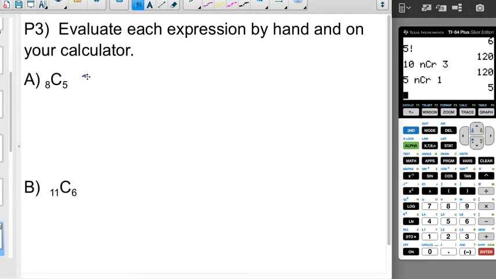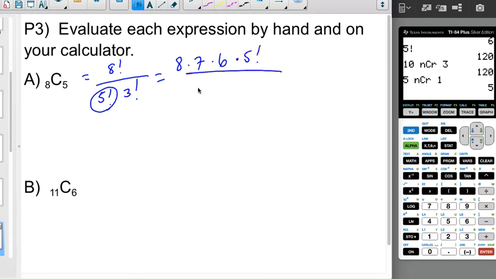So 8 choose 5 is going to be 8 factorial over 5 factorial, and then 8 minus 5 factorial, so 3 factorial. Again, I'm going to argue that the biggest factorial on the bottom is a 5, so I'm not going to write the 8 all the way down. I'm going to write 8, 7, 6, and then I recognize that everything below 6 is going to cancel. And then I have a 3, 2, and a 1.